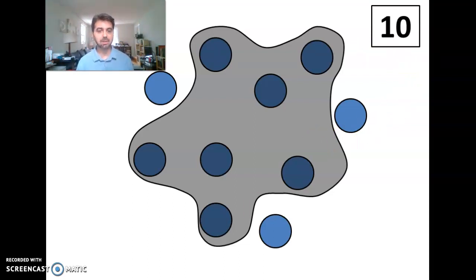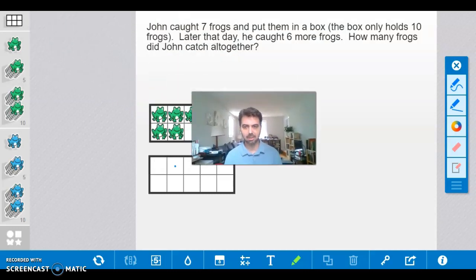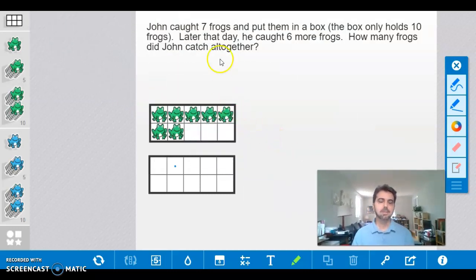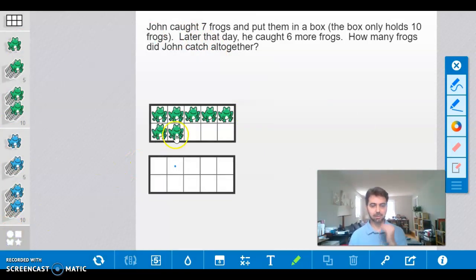All right, let's move on to our word problem. Today, very exciting, we're moving on from butterflies to frogs. So let me move myself over here, I'll put myself in the corner. So here we have frogs. Remember, down here you can select whatever you want. I'm going to use green and blue frogs today.